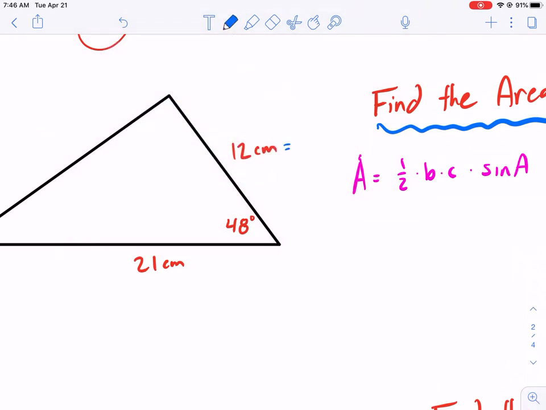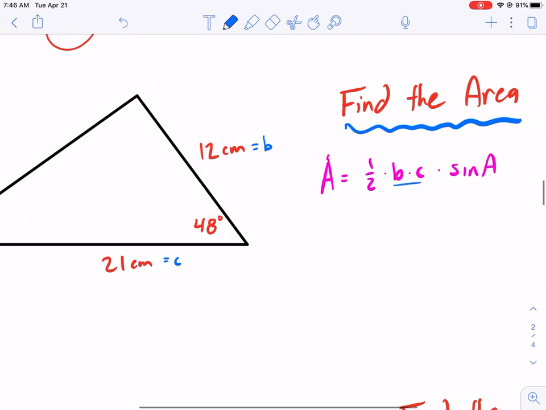And make sure you use lowercase for side lengths. So I'm going to call this B and call this C. Now, does it matter which one you call B and C? It really doesn't, since you're multiplying the two, and it's not affected by order, so you can call either one B or C. But this one has to be A. So the angle in between has to be your A.